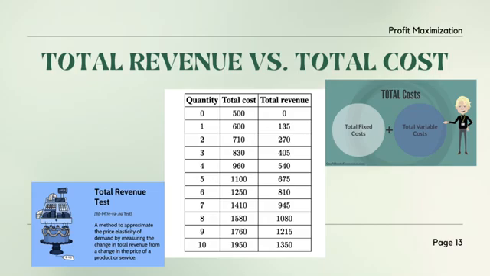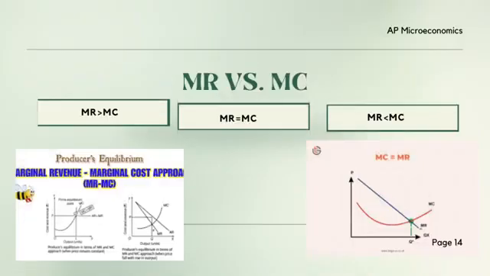Now we will move on to analyzing total revenue and total cost in the chart. On the chart, if the total revenue is greater than the total cost, the firm is earning an economic profit. If total revenue is equal to the total cost, the firm breaks even and earns a normal economic profit. If the total revenue is less than the total cost, then the firm earns an economic loss.